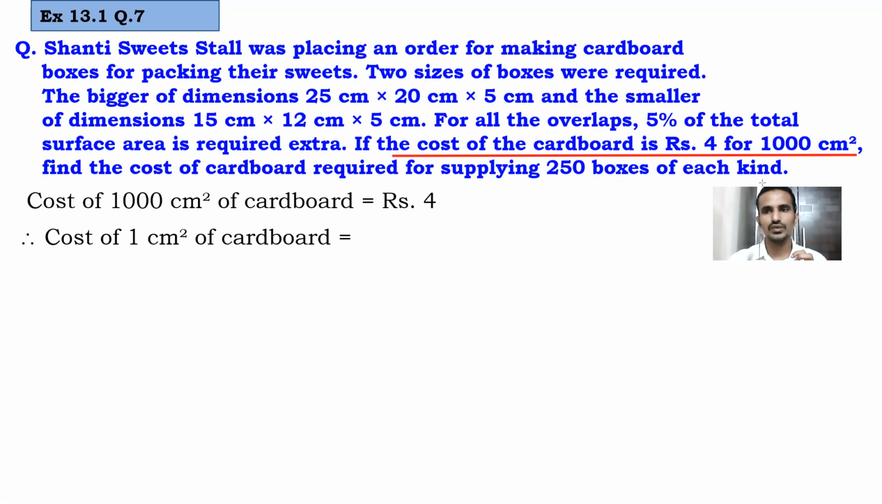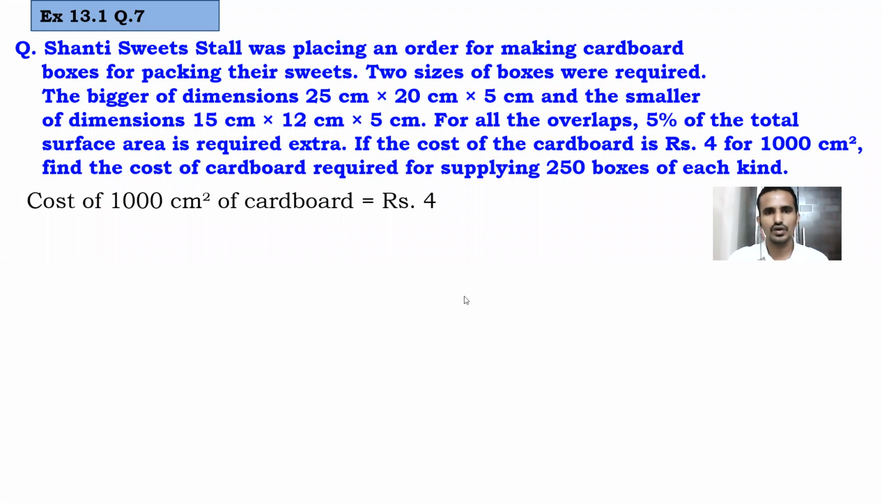If it is 4 rupees for 1000 centimeter square, we should convert it. How much is the rate for 1 centimeter square? For 1000 it is 4, so for 1 centimeter square, it should be 4 divided by 1000. Just note down this: cost of 1000 square centimeter of cardboard is 4, but we want it for 1 centimeter. So we should divide this 4 by 1000, because यहाँ पर जो 1000 था, वो 1 हुआ है ना. So on the right side also we have to divide by 1000.